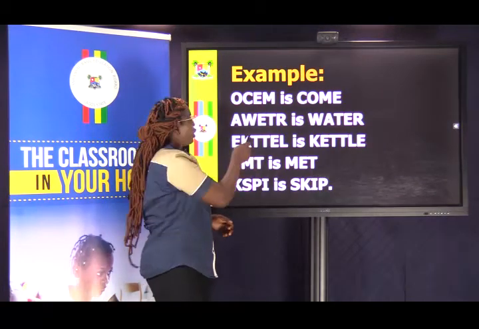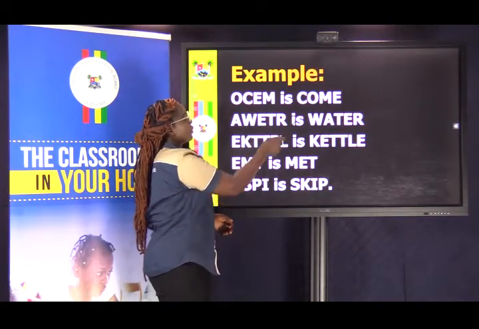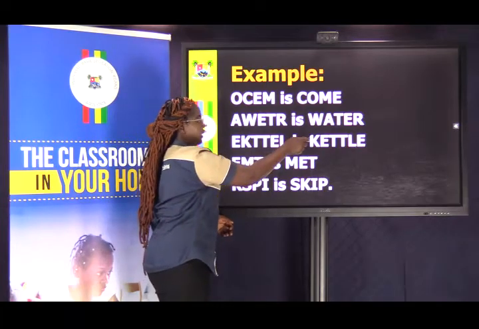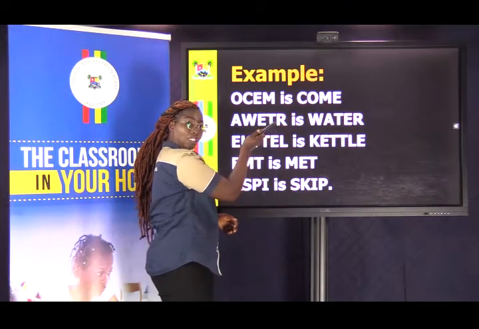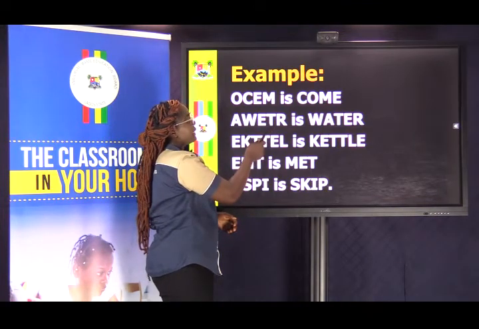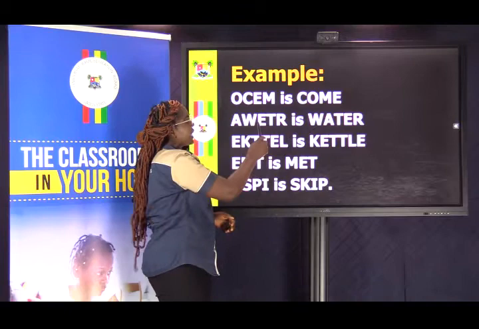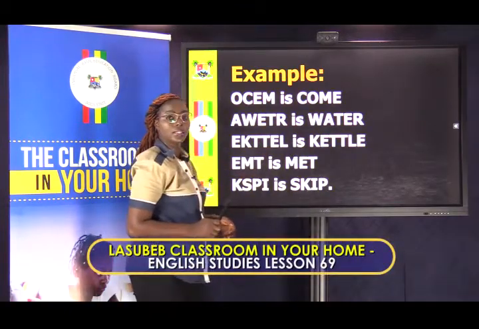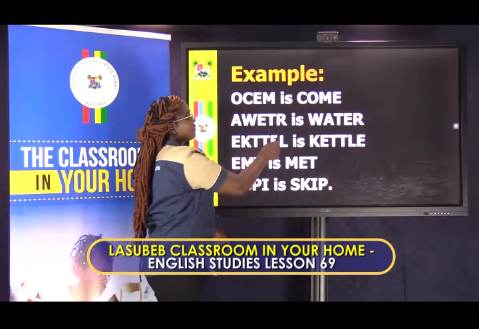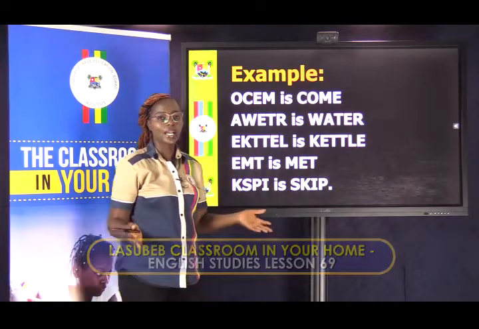Is that okay, children? So let's interchange it. I have W, A. Is that okay, children? I move to the next two letters. I have T, followed by E, which came to the space of T and is sitting right there. And I have the last letter, which is R. And that is how I got water.